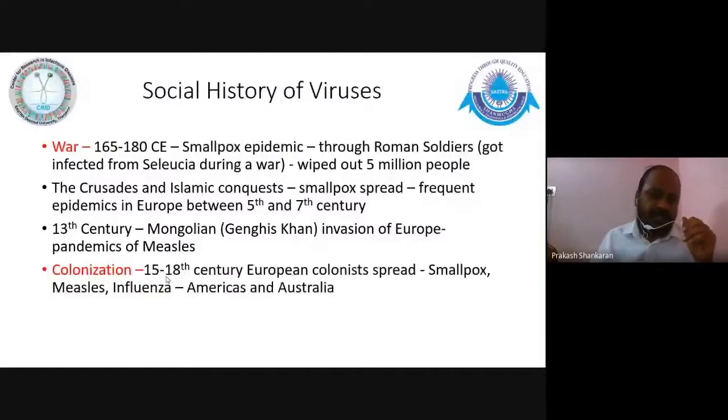Another important reason is colonization. From the 15th to 18th century, European colonies spread smallpox, measles, influenza into Americas and Australia. Before the European colonists' arrival into these 2 continents, Australia and America, they had no smallpox, no measles, no influenza. These are all the deadliest diseases at that time. But the colonists, they're aspiring to grab a land and to control the people, dominate them, make a land for them. But eventually, they spread the diseases.